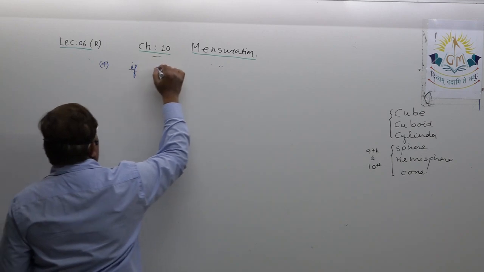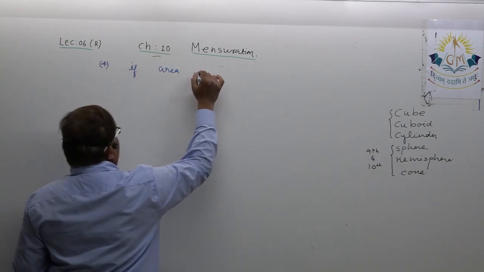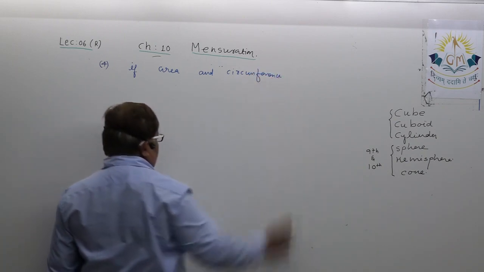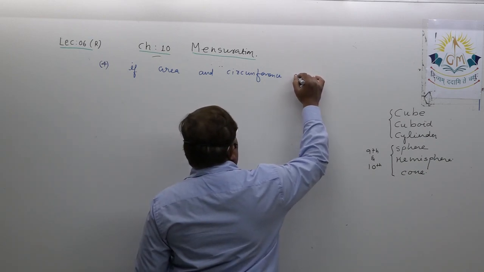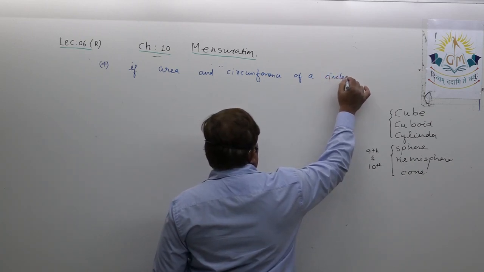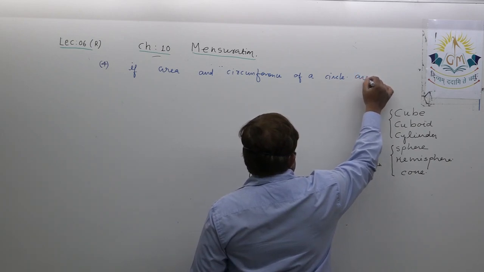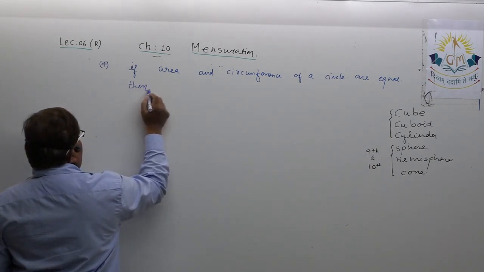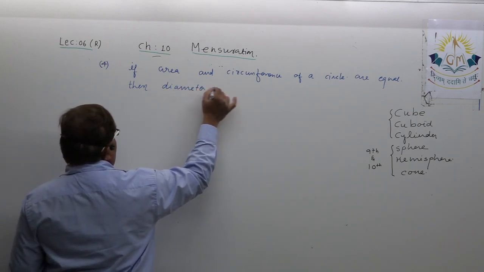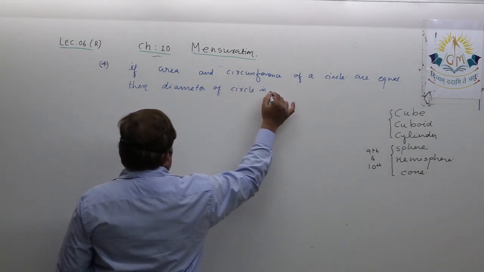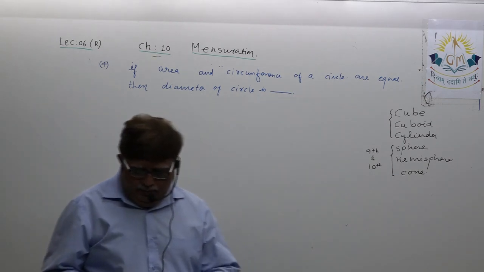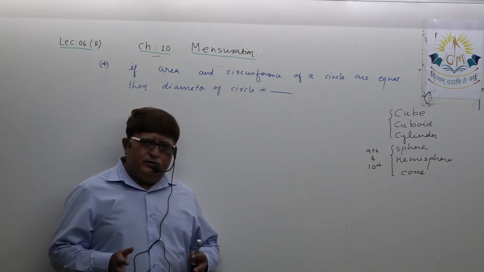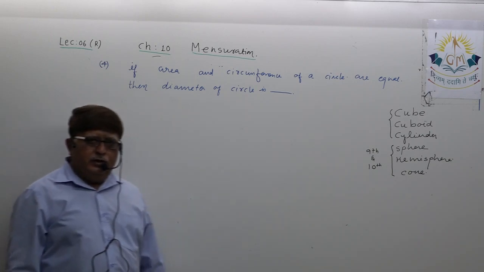If area and circumference, I think somewhat like this only. Area and circumference of a circle are equal, somewhat like that I have given, then the diameter of the circle is dash. Somewhat like this, I think I can still remember. I have asked one such MCQ in the last WRT as an inquisitive factor so that if any student can try out. Understand?